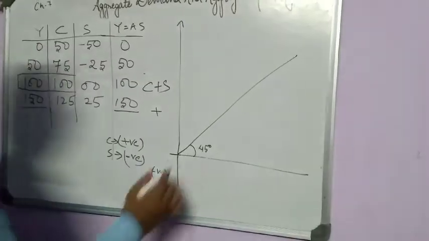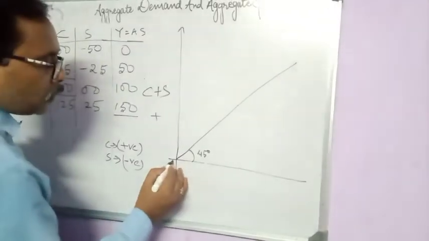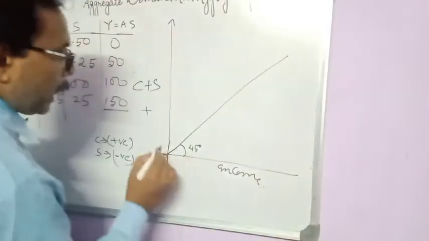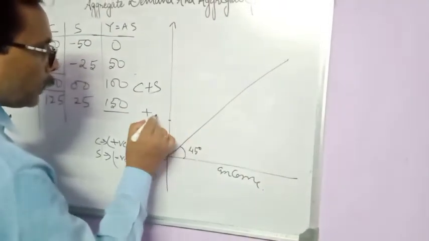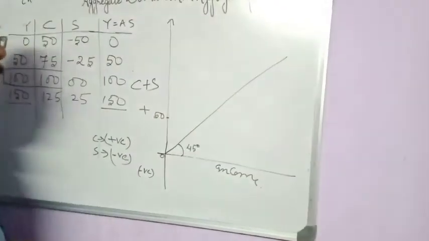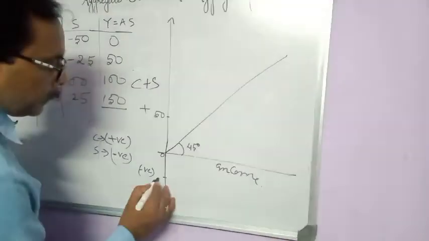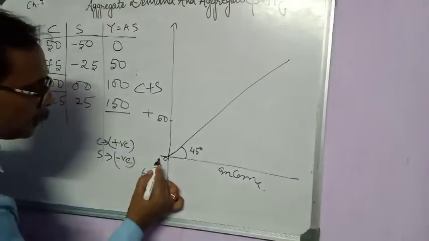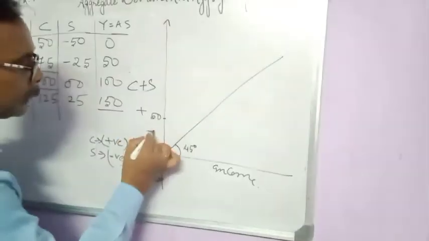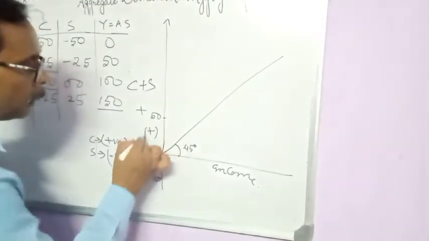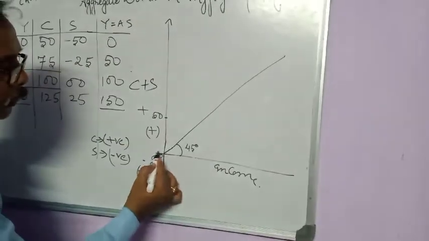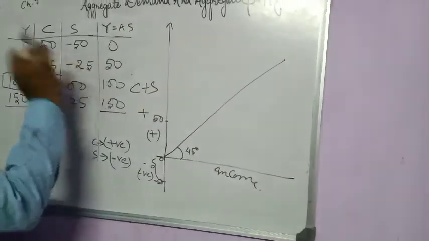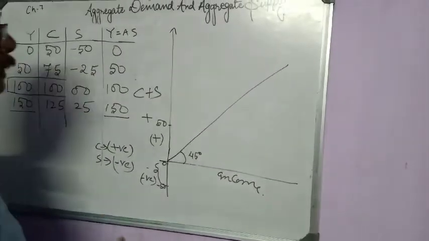Clear? So when the income is 0, that is your income, and suppose this is your consumption 50, then your saving will be minus 50. So what will happen? This much is your negative value and this much is your positive value, and it will become equal to income, that will be 0. Now come to the second one, that would be easy to understand.